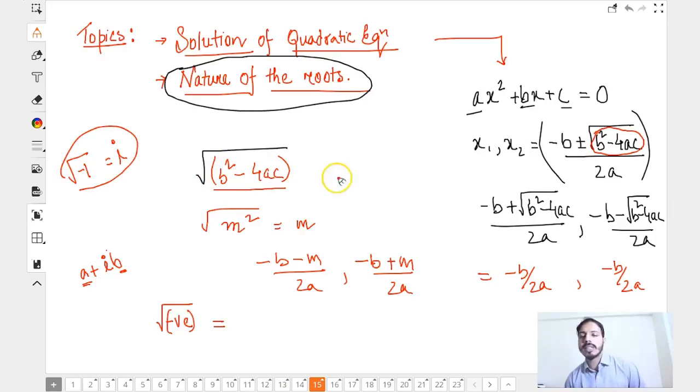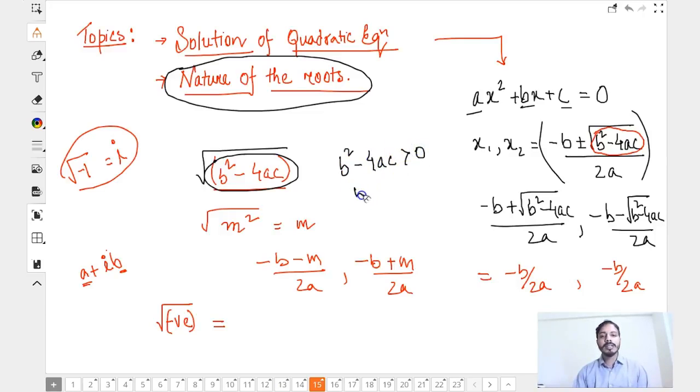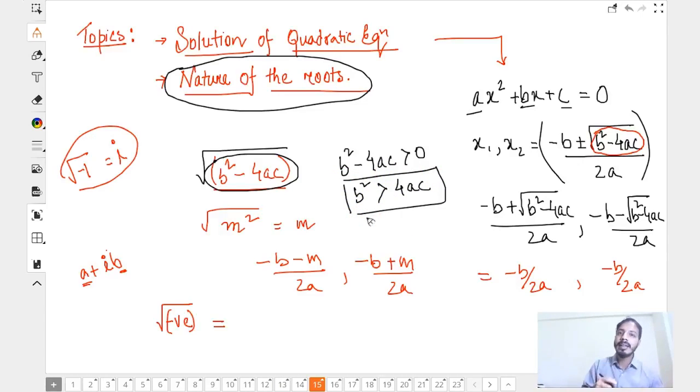Okay. So hope you understood the nature of the roots depends on this thing, that is b square minus 4ac. That means when can I say that this will be positive? This particular thing will be positive when b square minus 4ac is greater than 0, or in other words, b square is greater than 4ac. So from here also we can get many relationships and understand in depth what should be the coefficients such that I get certain roots.